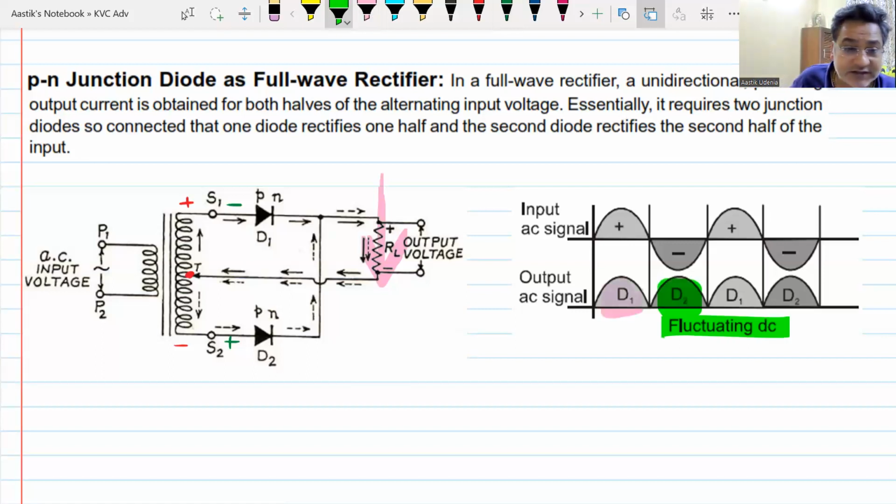This is a fluctuating DC, and this type of rectifier is known as a full wave rectifier with a center tapping. Do you understand why we call it center tapping? Tapping is taken from the center. Do we understand this? Yes, sir. I'll give you a minute to note it down.